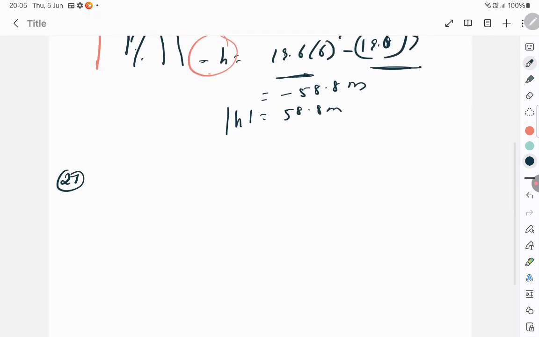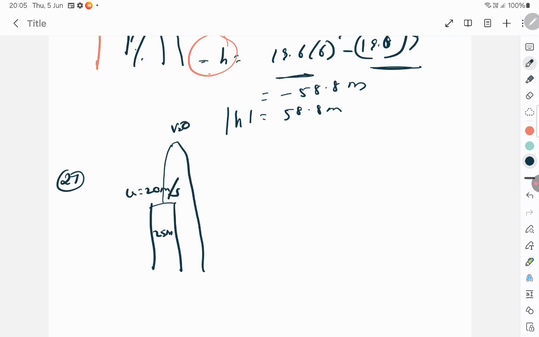Example 27. A ball is thrown vertically upward with a velocity of 20 meter per second, it seems like the same sum, from the top of a multi-storied building. The height of the point from where the ball is thrown is 25 meter, which is being given. And it's getting thrown upward, and so it eventually falls down. It is given a velocity of 20 meter per second.